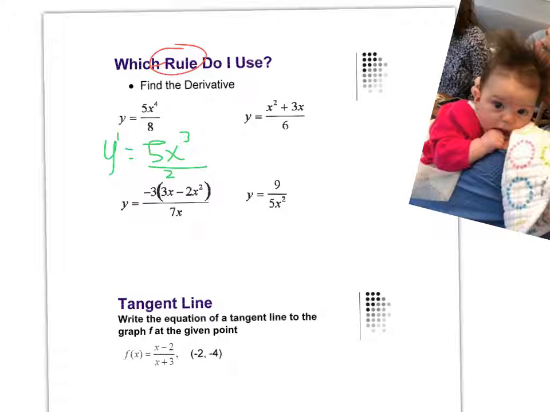The next one, again, use the power rule because you can distribute the 6, rewrite this as x squared over 6 plus x over 2, and then just use the power rule. So y prime equals 2x over 6, but then that reduces to x over 3, plus 1/2. Sweet.